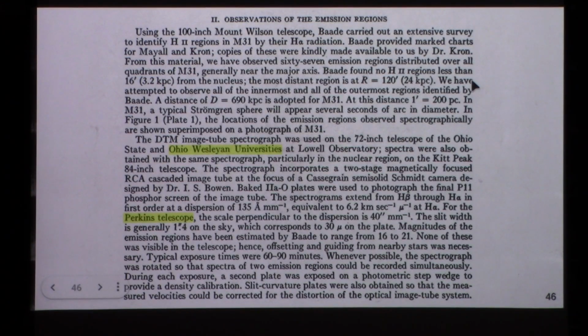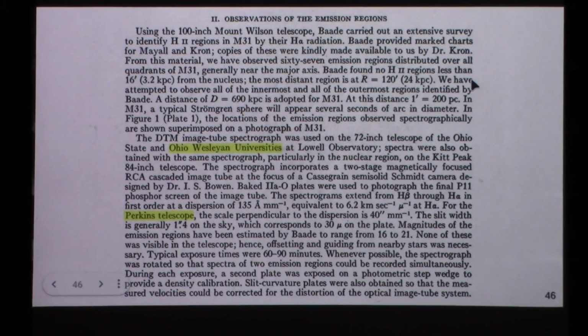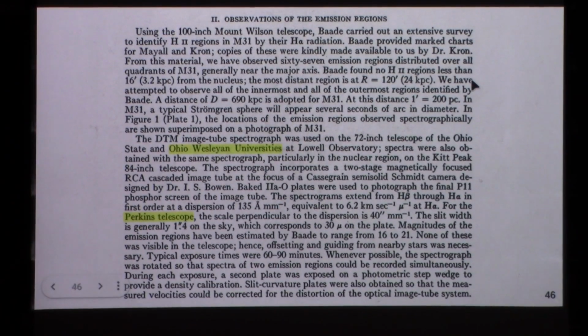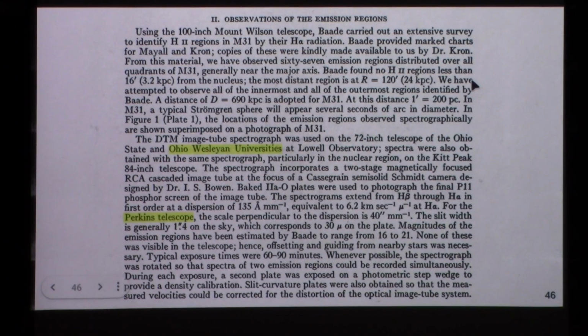And of course, you probably also know that in section 2 of the paper, the DTM image tube spectrograph was used on the 72-inch telescope of the something like Ohio State or something like that, and universities at Lowell Observatory, and that for the Perkins telescope, the scale perpendicular to the dispersion is up to 40 arcseconds per millimeter.